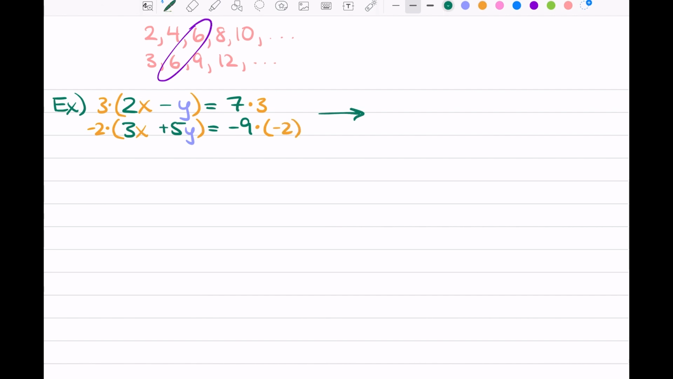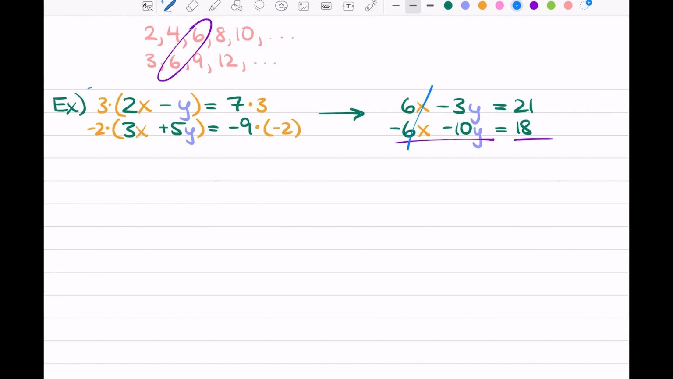That leads to 6x minus 3y equals 21. And on the bottom we have negative 6x minus 10y equals 18. Now when we add up the pieces on the left side and the pieces on the right side, we'll see that our x's cancel.